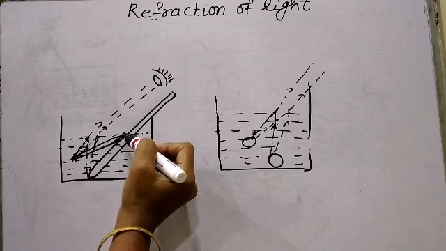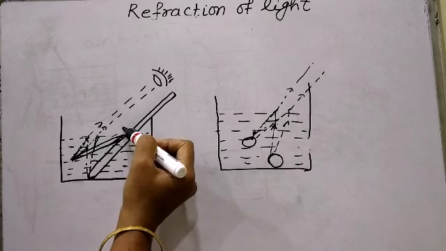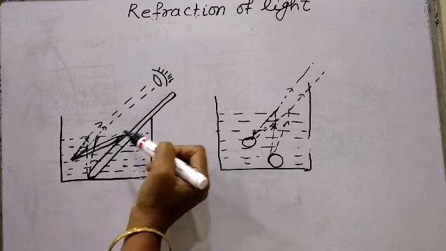And why is the pencil appearing to be bent? Because the rays of light are traveling from water to air. And when these rays are traveling from water to air, what is happening to the speed of light? The speed of light changes.